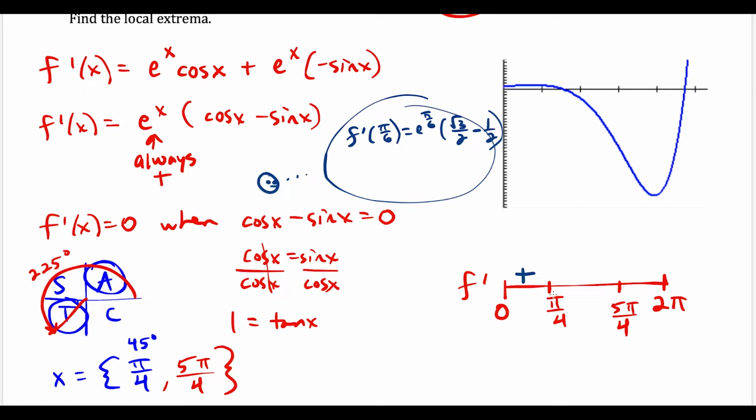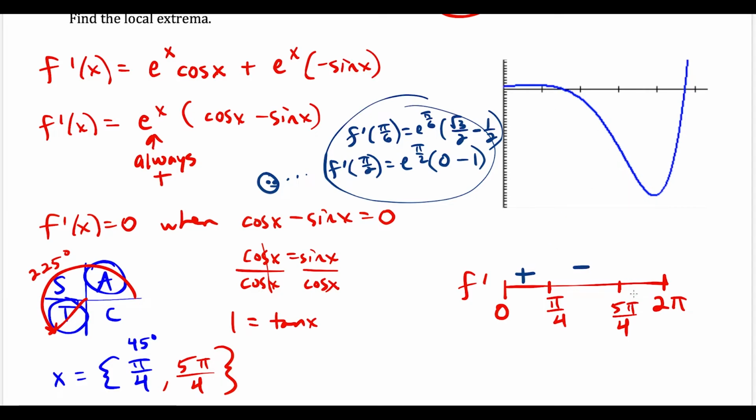Now between pi over 4 and 5 pi over 4, this is from 45 degrees to 225 degrees. I would prefer to plug in 90 degrees, also known as pi over 2 radians. And the reason being is that it's going to make cosine equal to 0 and sine equal to 1. So we have e to the pi over 2 times cosine pi over 2 is 0 minus sine pi over 2 is 1. So now we have a positive times negative 1, and that's going to go negative, which makes sense because now the curve starts to decrease.